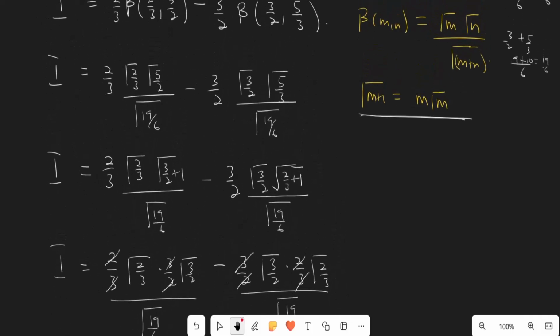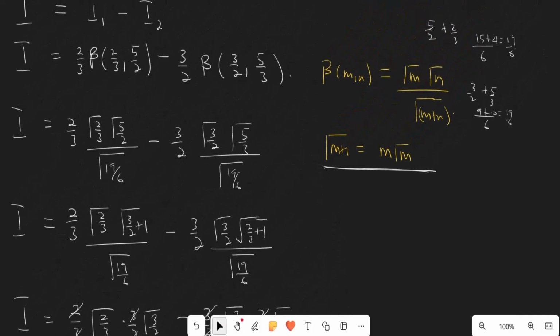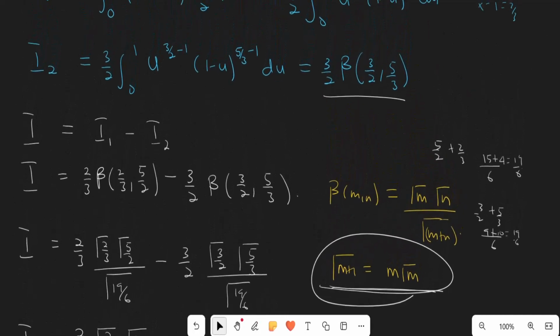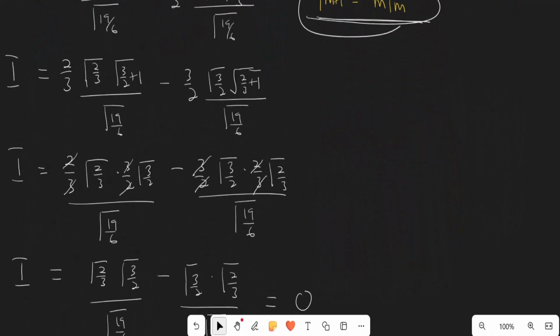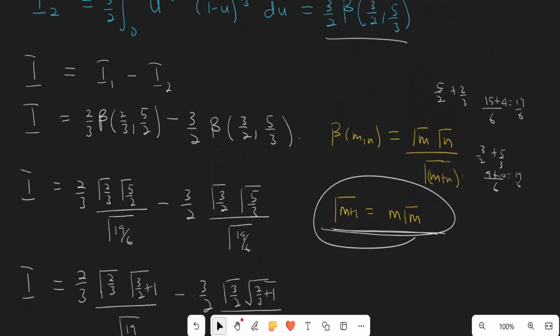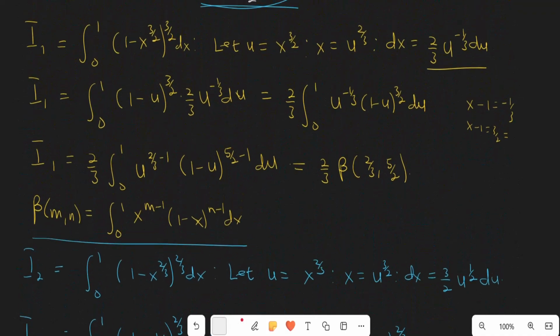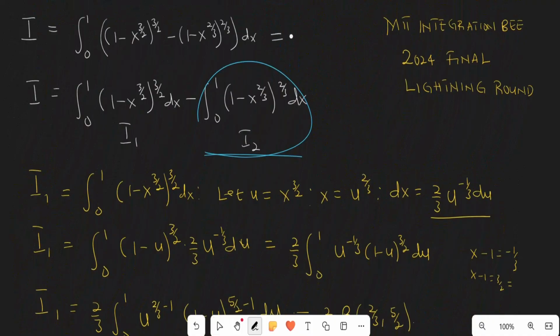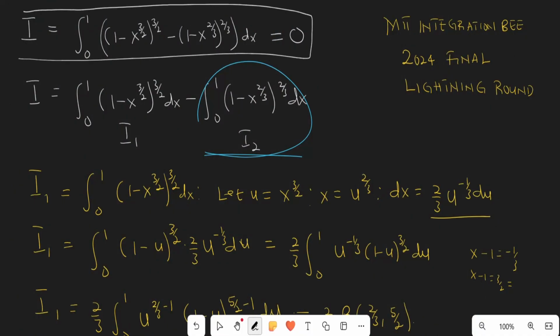That is courtesy of the beta function, the gamma representation of the beta function, and this identity here. So that is how this integral evaluates, equal to 0. So if you evaluate this integral, this MIT final question, the lightning round, it evaluates beautifully to 0. So that is how to evaluate this integral.